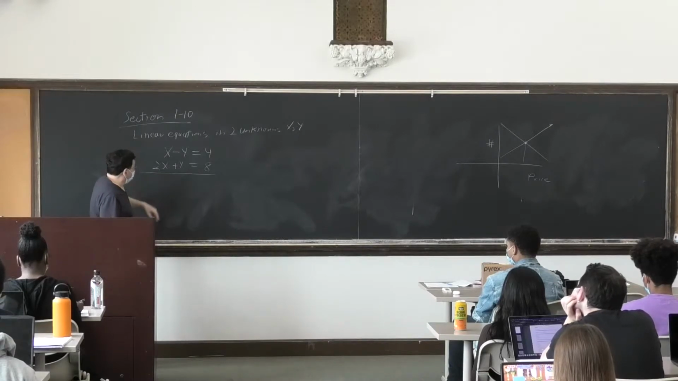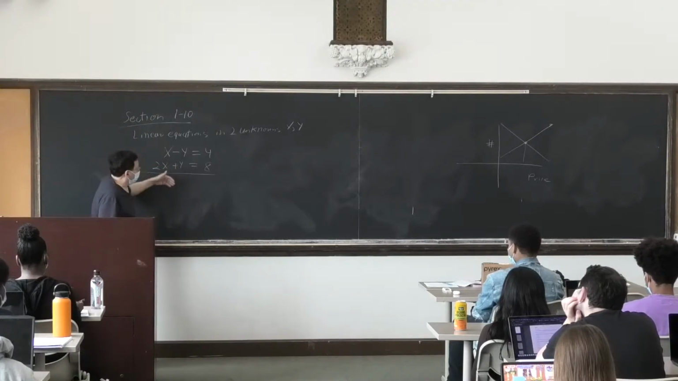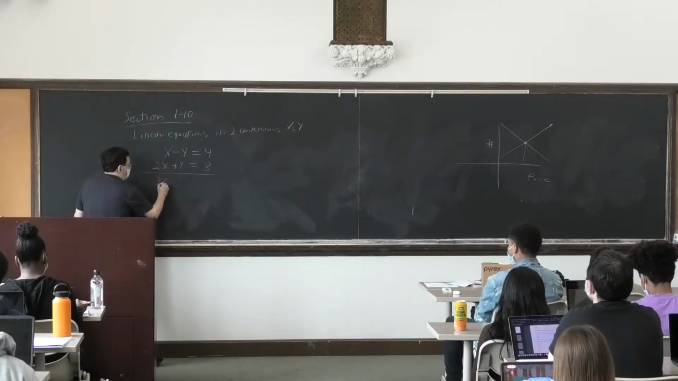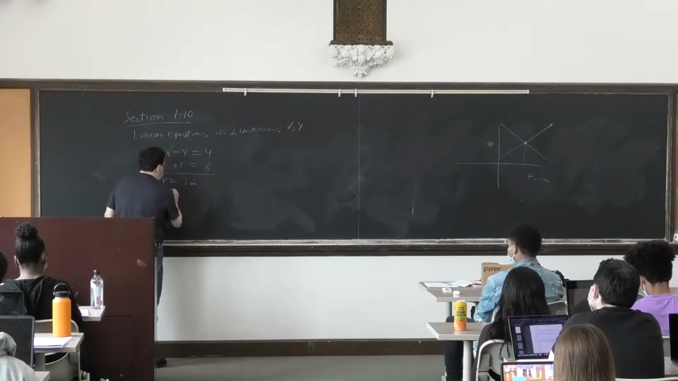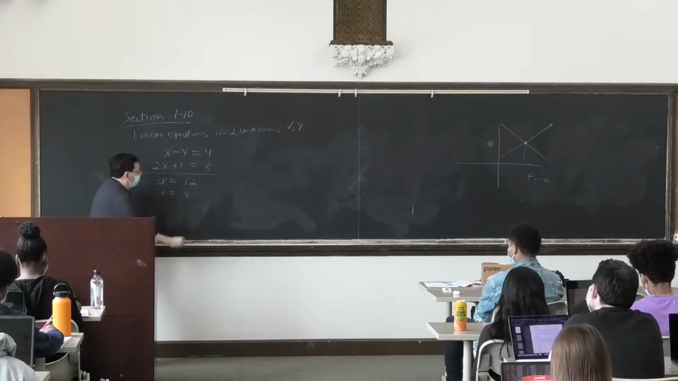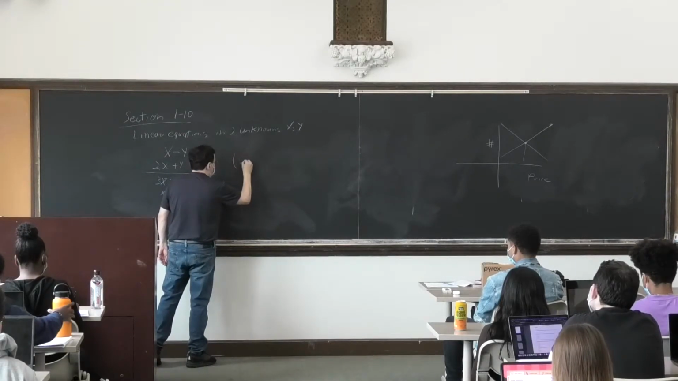So in this case, this is a setup problem. You should look at this and immediately realize, I just want to add these because my negative y and my positive y are going to go away. So I just get 3x equals 12, or x equals 4. Well, that's the x coordinate where these two lines meet.